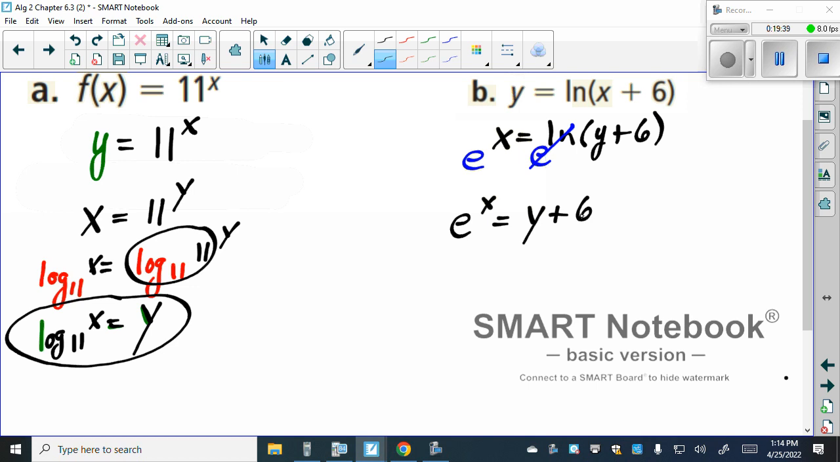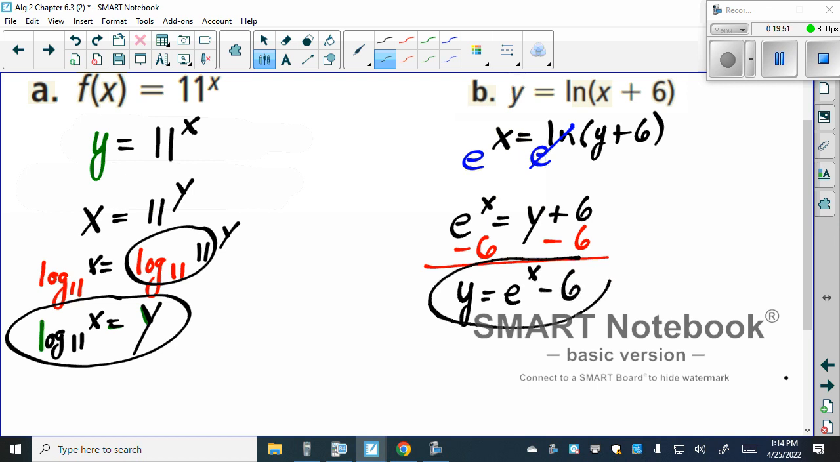Yes, because y is not by itself, so we do need to get it by itself by subtracting 6 from both sides, telling us y is equal to e to the x minus 6. And that's it. Questions on any of this here?